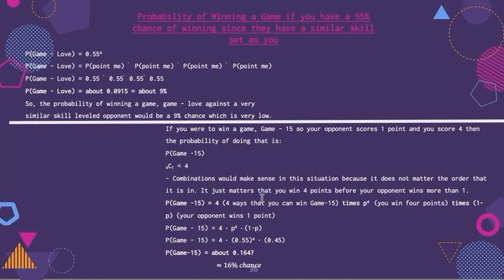The probability of winning a game 15: there's 4 ways, which is times p to the fourth because you win 4 points, times 1 minus p because your opponent wins 1 point. You would do 4 times p to the fourth times 1 minus p, which is about a 16% chance.